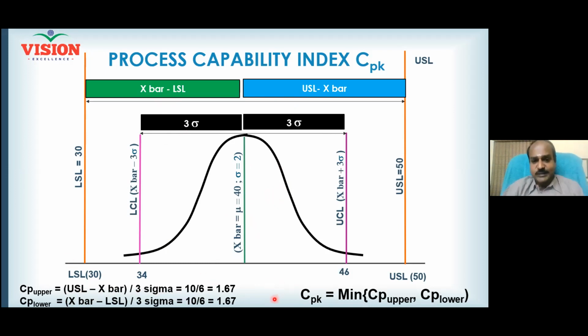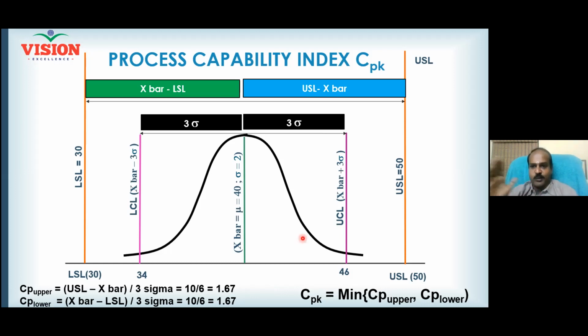Look here, CP upper is 1.67, CP lower is also 1.67. Now you calculate CPK, CPK will also give you 1.67. So on certain occasions, the CP value will match the CPK value. That means your process is centered on the target. But CPK will differ from CP when your process center is shifted either to the right or to the left. For example, imagine your process is shifted to the right.